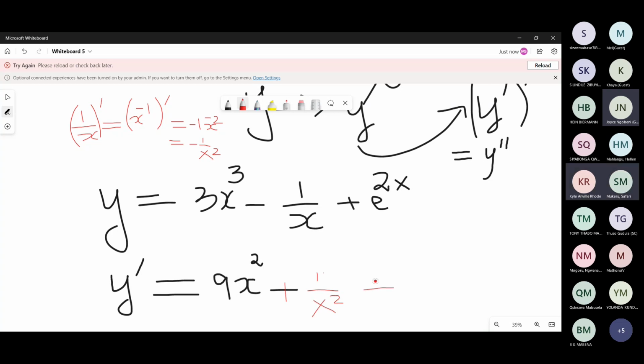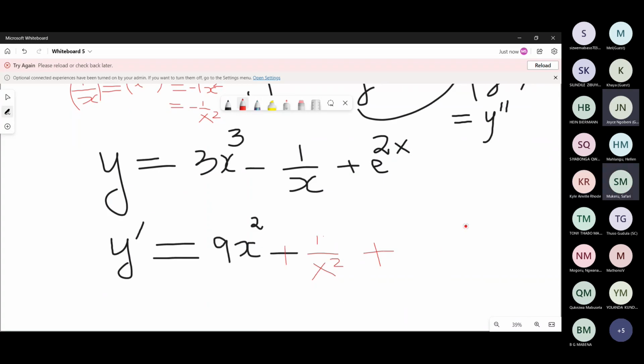Next one. How do you find the derivative of e to the power 2x? Apply the formula. The derivative of 2x times e to the power 2x. Very good. So it will be 2 e to the power 2x, because 2x has the derivative 2. So we have simply 9x squared plus 1 over x squared plus 2e to the power 2x.